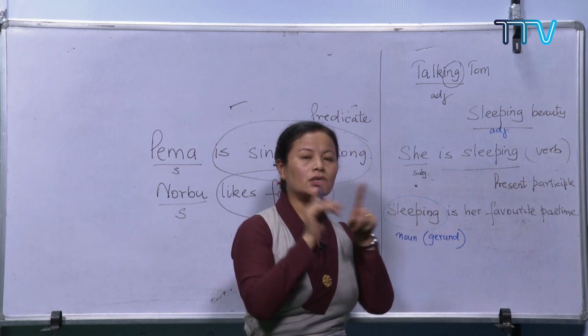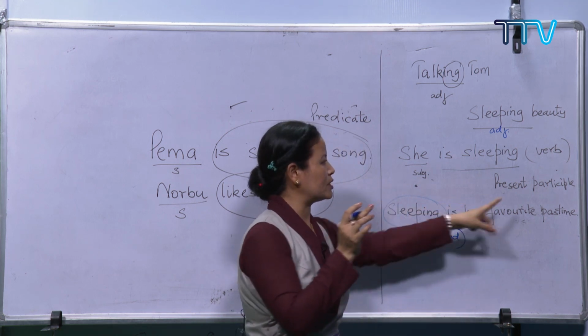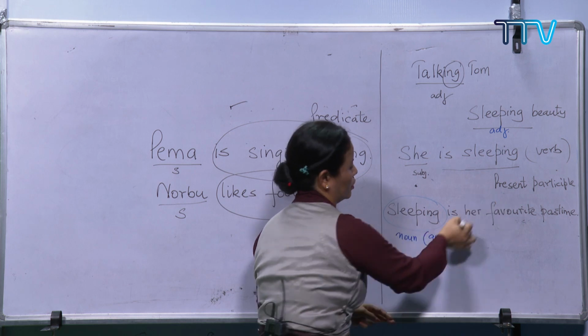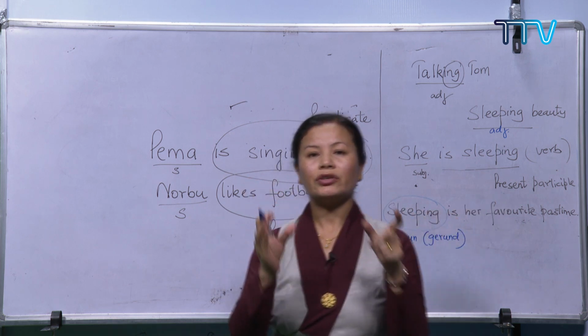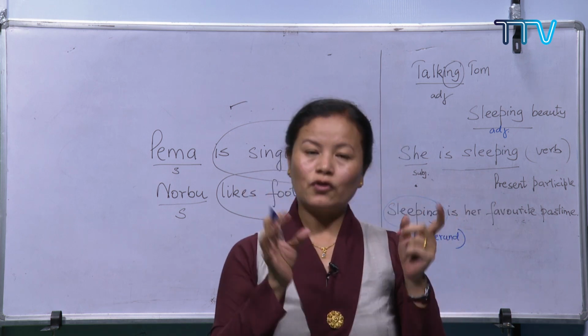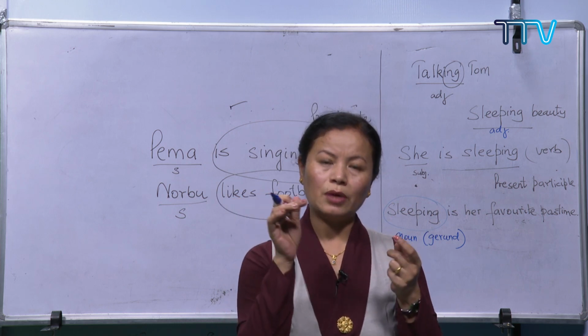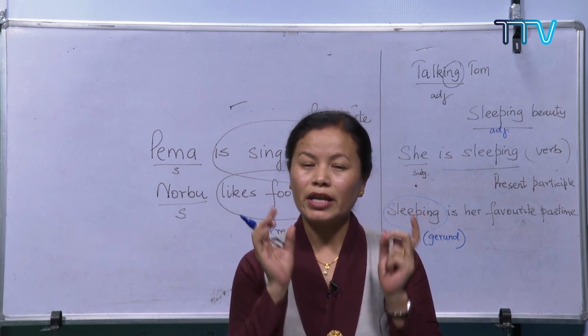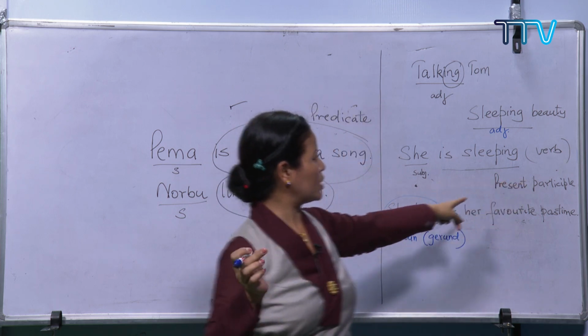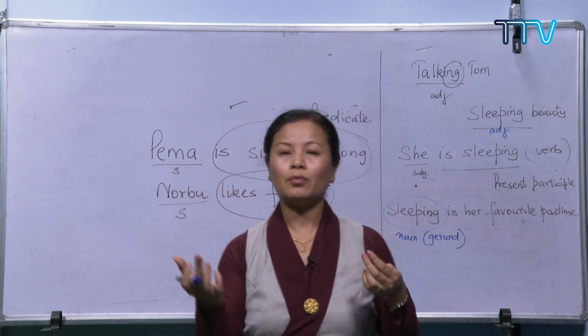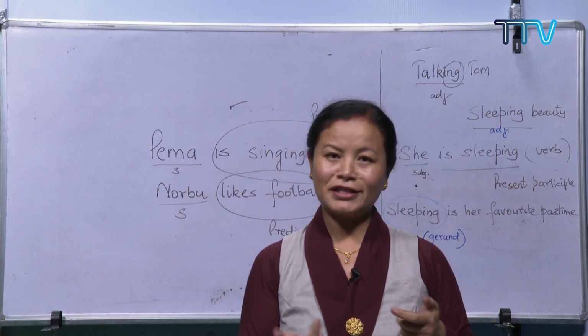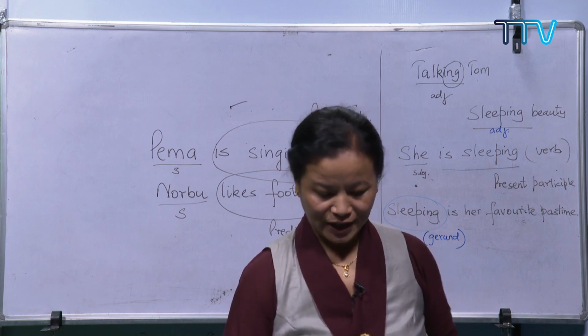So just to clear the confusion between present participle and gerund, what you need to remember is, of course there's -ing after the verb, but a gerund functions like a noun, whereas a participle can function like a verb or adjective. Is it clear now?